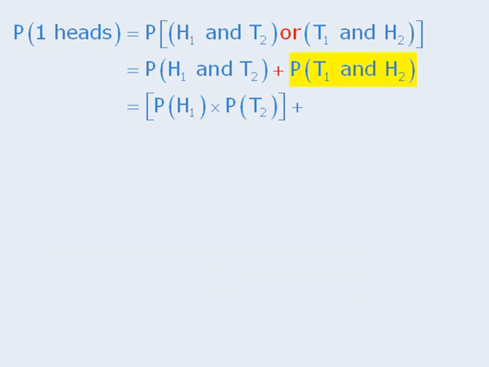Now let's work on this probability. This probability is similar to the probability we just examined. Since the 2 events here are independent, we can rewrite this probability as the product of 2 probabilities.